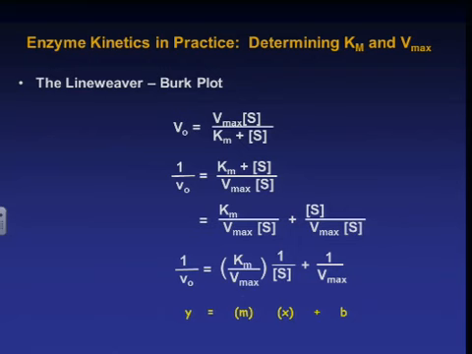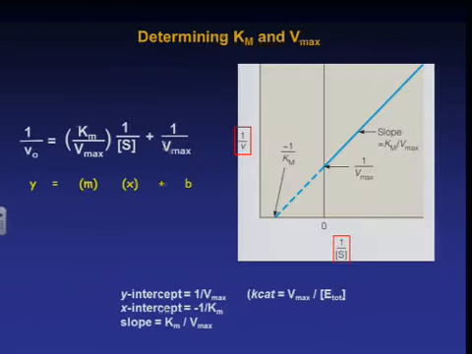So in the Lineweaver-Burk plot, we get the data, and rather than plotting it velocity versus substrate, we're looking at 1 over velocity versus 1 over substrate. If we plotted it velocity versus substrate, what type of curve would we get for a typical enzyme catalyzed reaction with no cooperativity? We get the rectangular hyperbola. But in the double reciprocal plot, we get a straight line.